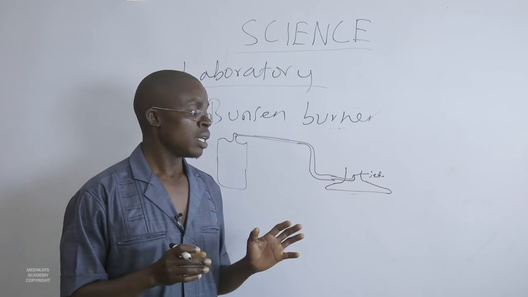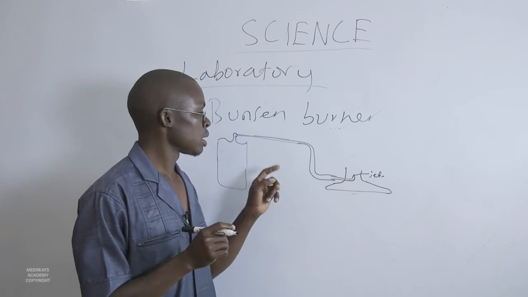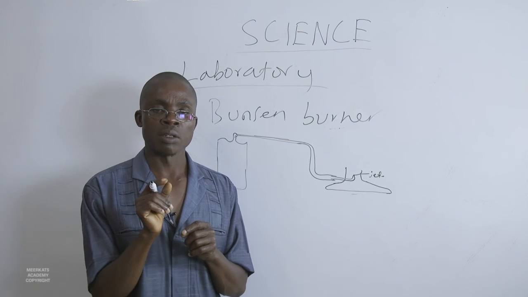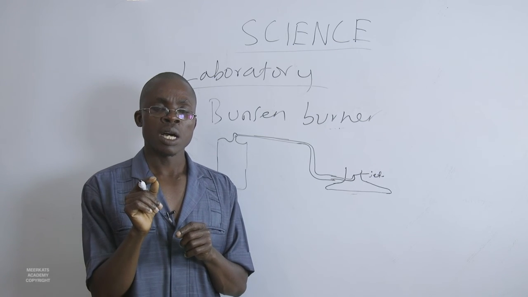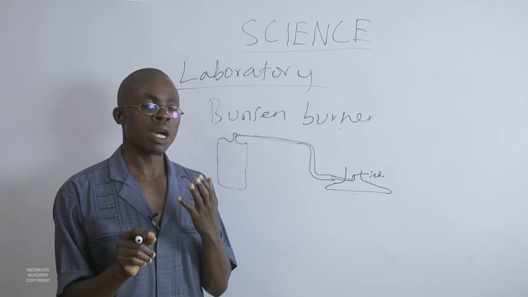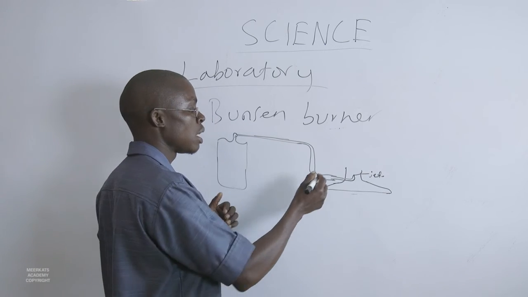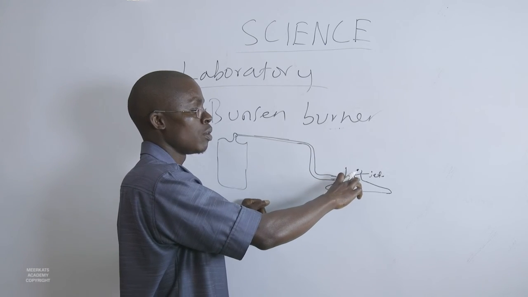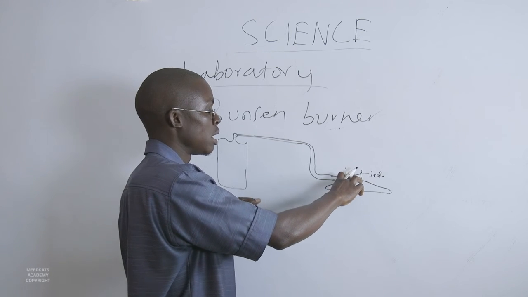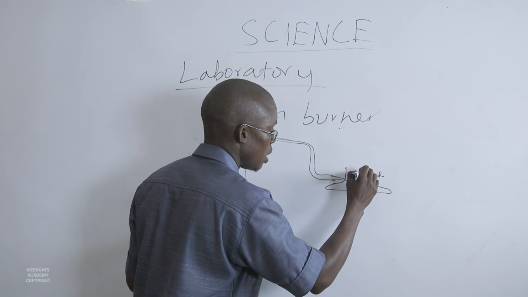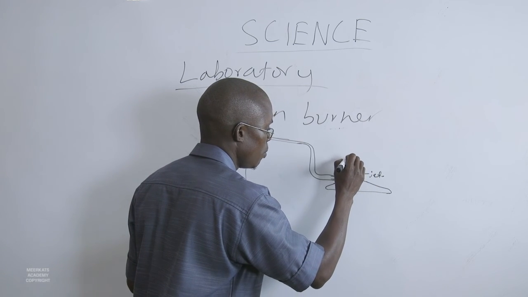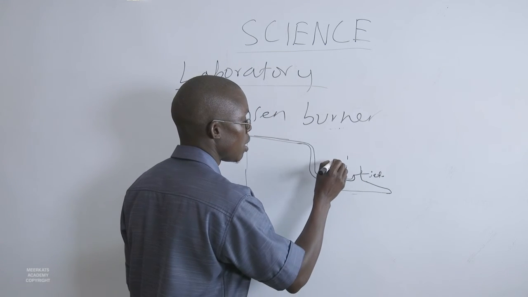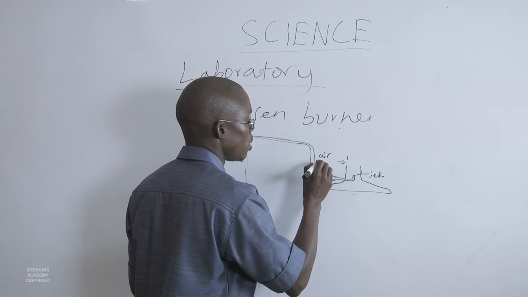So this jet releases this gas in small amounts at a higher pressure. Because of the high pressure, it means the gas can be thrown a little bit higher from the point of entry, which is at the jet. So it moves up. Then we have a space which we call an air hole.